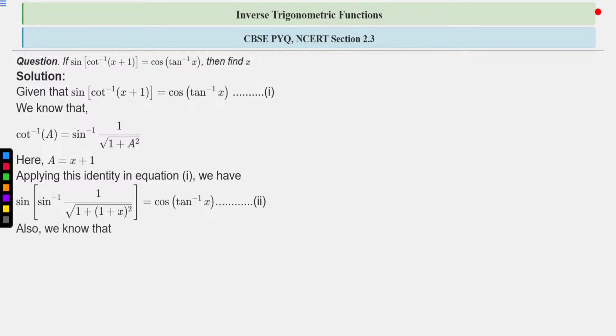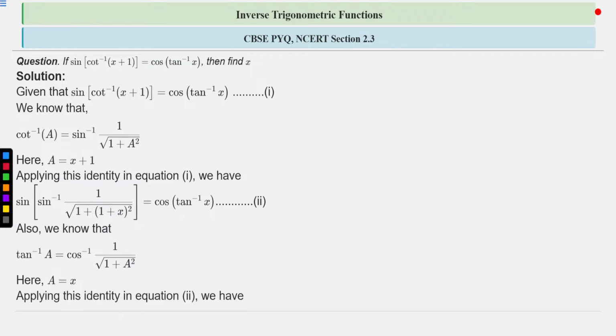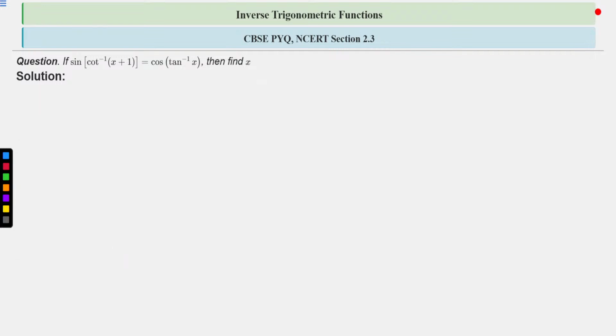Got it? Also, we know that tan inverse A is basically cos inverse 1 upon root over 1 plus A square, right? Here let us take A is equal to x. Now applying this identity in equation 2, what can we do? We have left hand side as sine of sine inverse 1 upon root over 1 plus x plus 1 whole square is equal to cos of cos inverse 1 upon root over 1 plus x square, right?